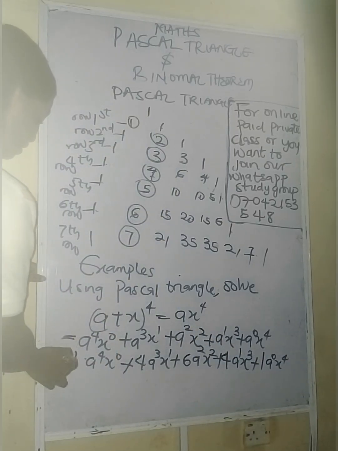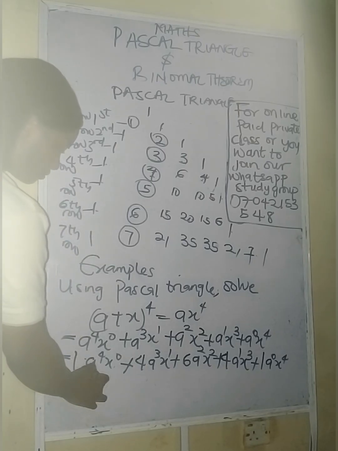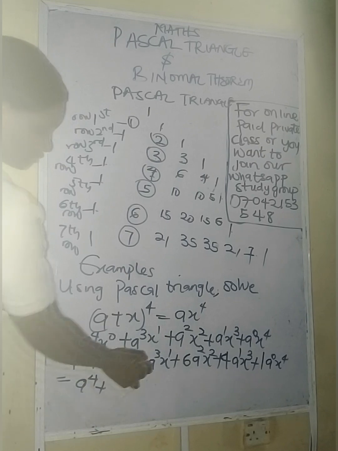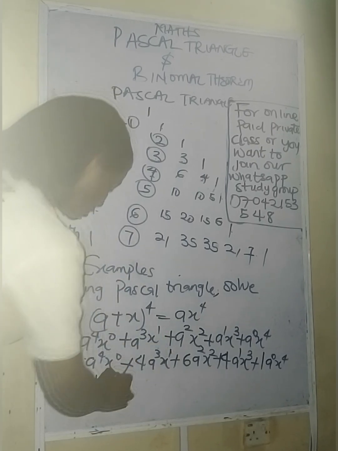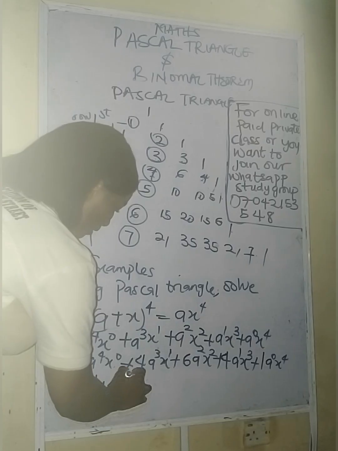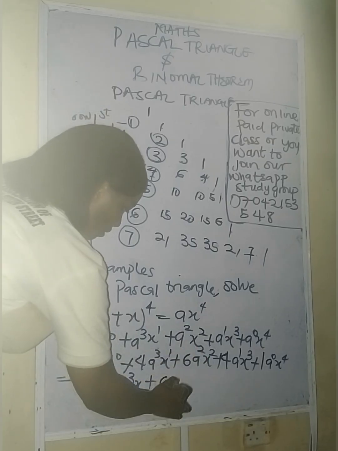So now let's get our final answer. So that will be a raised to power 4. We know whether you put 1 or not, it's still a raised to power 4, but x raised to power 0 is 1. Any number raised to power 0 is 1. So it will be a raised to power 4 plus 4a raised to power 3. x raised to power 1 is still x. That will be 4a raised to power 3 x, plus 6a square x square.